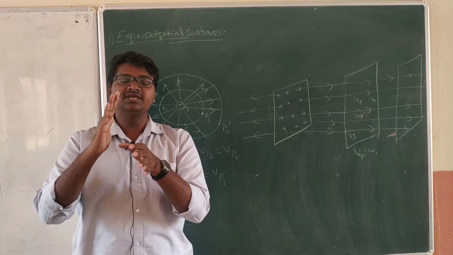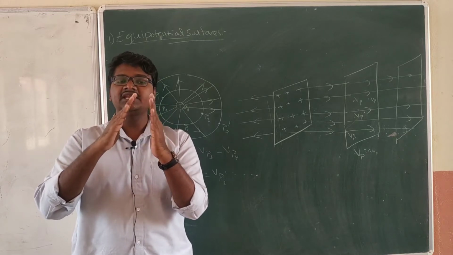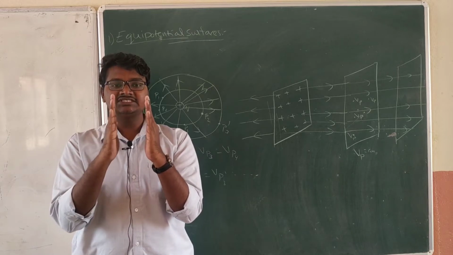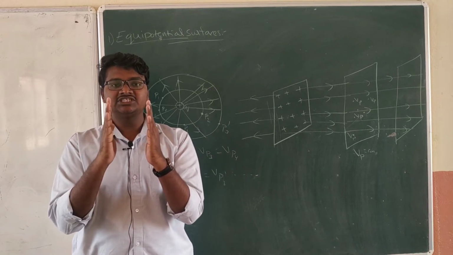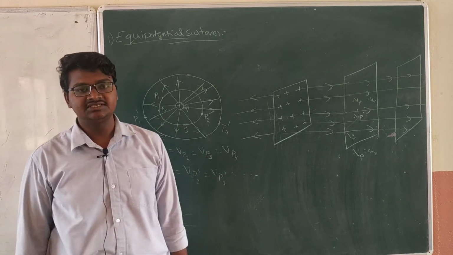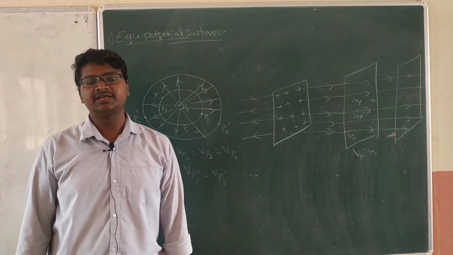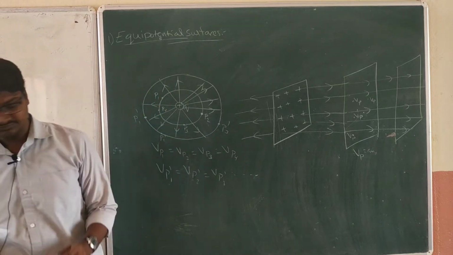It will not be same, nothing but potentials are not same if you consider in an inclined manner. If you consider exactly parallel, then the potentials are same. That's it. This is nothing but called equipotential surfaces. Let's go on with electric dipole, right? Let's start that.